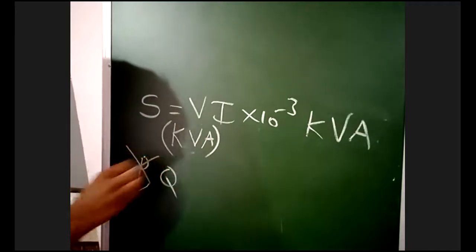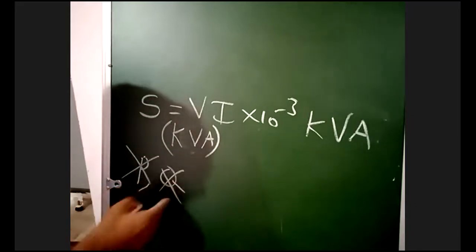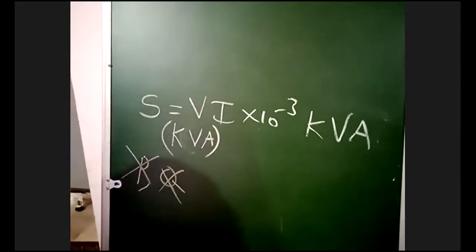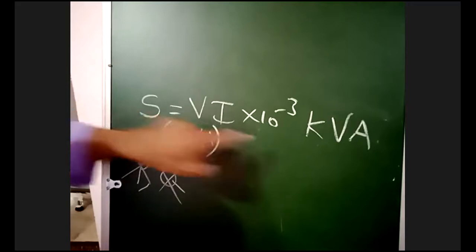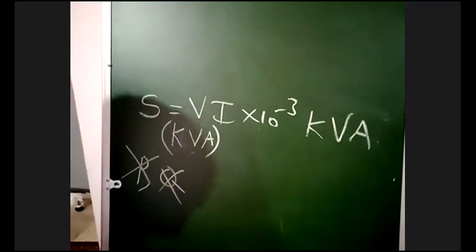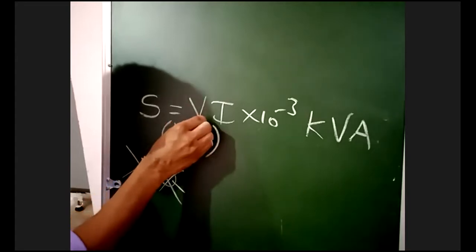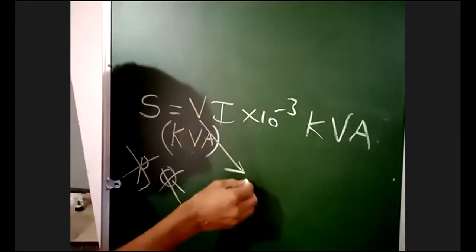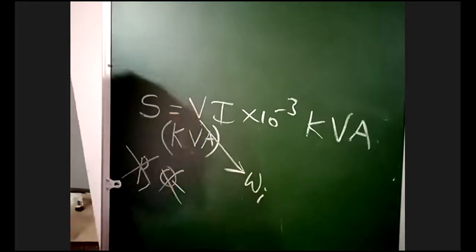They won't represent it in active and reactive power. They will represent it only in total power, that is, S, the apparent power. The unit of S is kVA. Why? Because in a transformer, two losses are there. One is iron loss. Iron loss will depend on voltage.